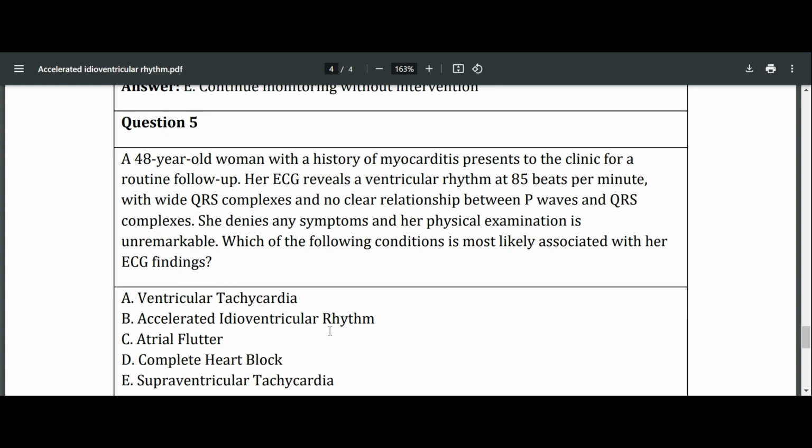A 48-year-old woman with a history of myocarditis presents to the clinic for follow-up. Ventricular rhythm rate is 85 beats per minute, wide QRS complexes, and no clear association. Physical examination is unremarkable, with no signs or symptoms. What is the most likely ECG finding? This is accelerated idioventricular rhythm, and this is a self-limiting condition, and we don't need any treatment right now.